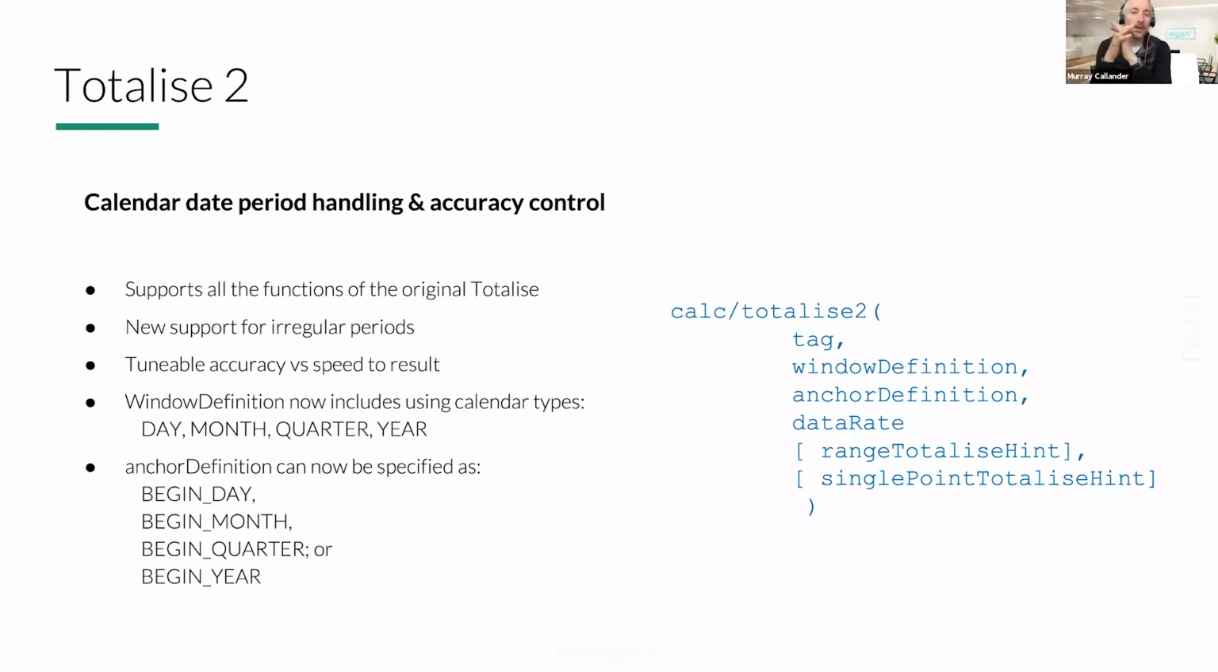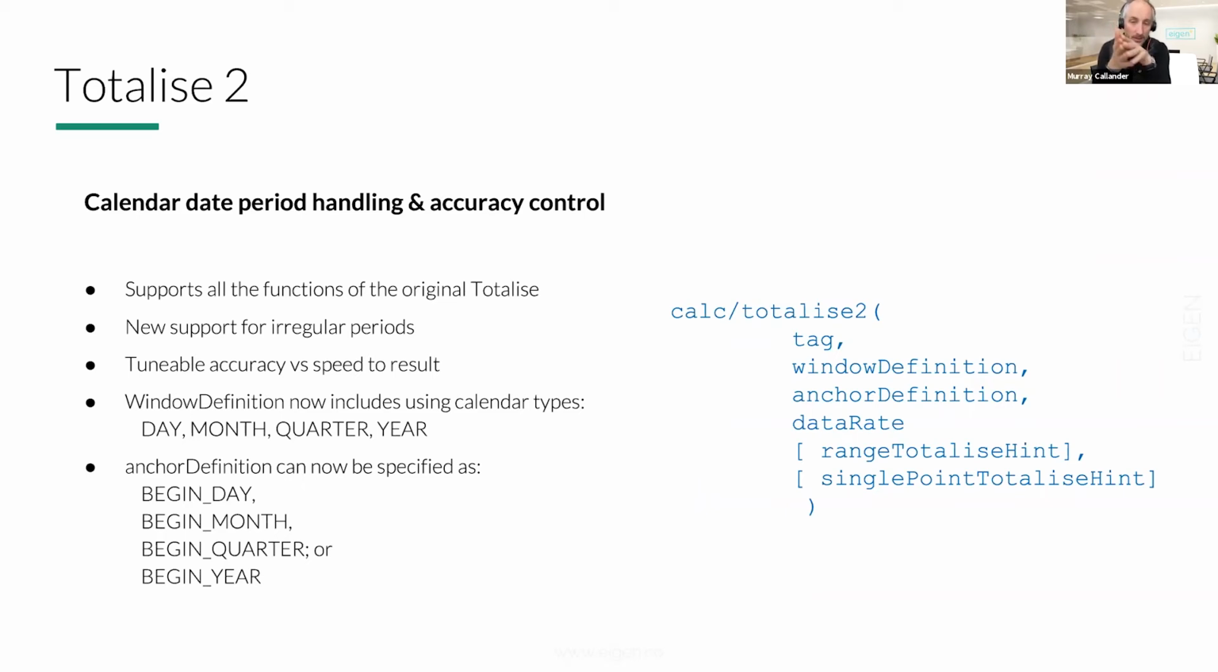Totalized 2, the calendar date handling now, it has a different setup to the original Totalize. So you can put things like the start of the period can just say begin day or begin month. You don't have to anchor it using, for example, the year, day, month, and a timestamp, or just the hour. If you wanted a day, you could have just anchored it to midnight, say. You can also define the period as day, month, quarter, and year, instead of just an interval of hours and days.